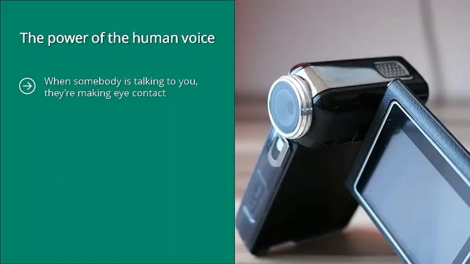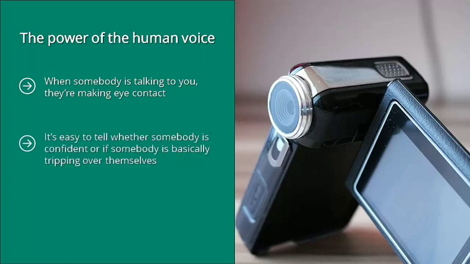When somebody is talking to you, they're making eye contact. They're also talking to you with their voice. You're not just hearing sound signals, but these sound signals pack a lot of value. You read in all sorts of meaning depending on the tone of voice, the emotions that you detect from the voice, and how quickly the person is talking. It's easy to tell whether somebody is confident or if somebody is basically tripping over themselves. It's easy to tell whether somebody actually is an expert or if somebody is somehow just playing some sort of role. These are the things that you really cannot quite put your finger on, but you know it when you see it and you hear it. A large part of this turns on the voice component.